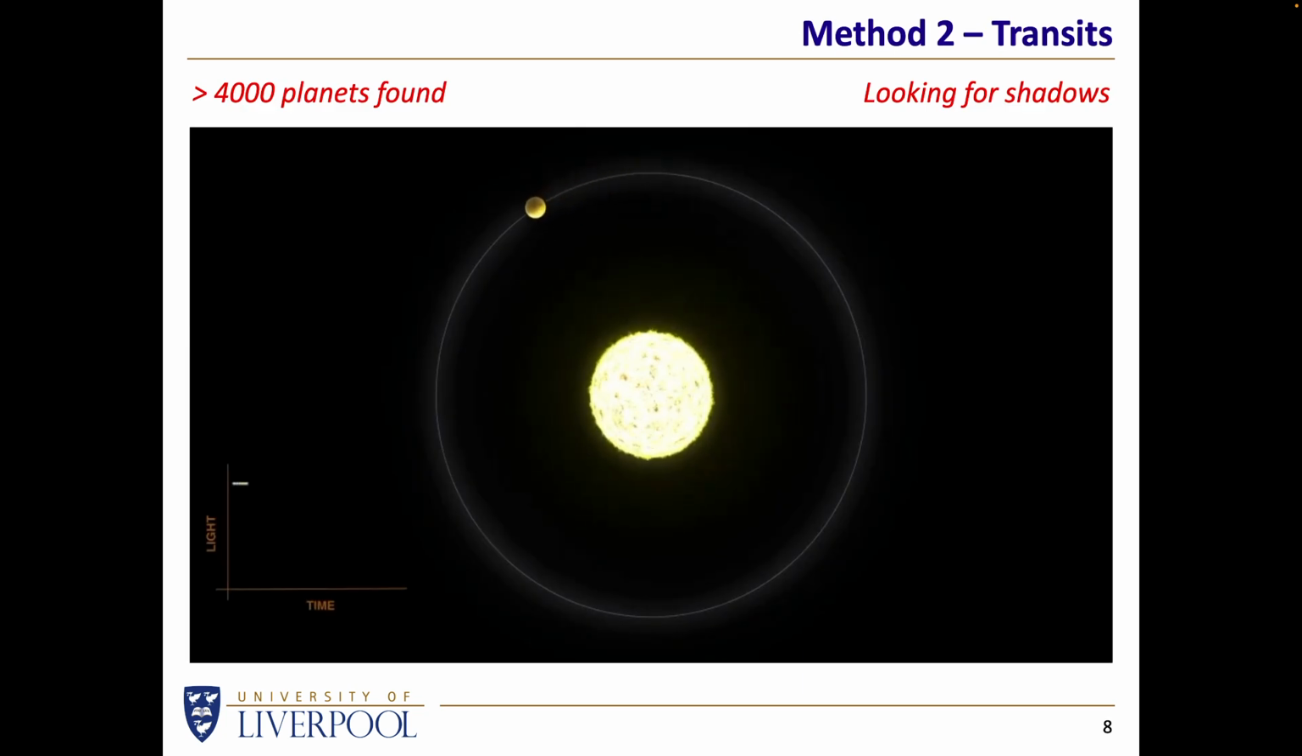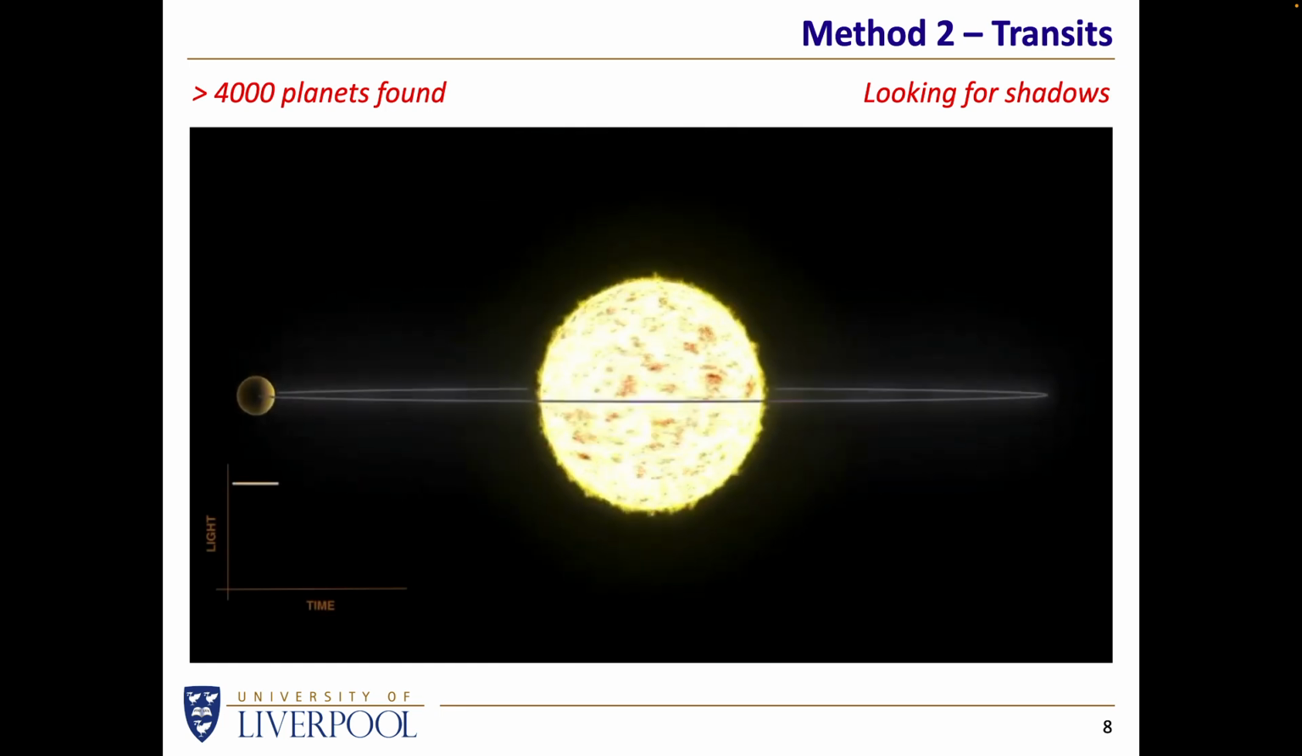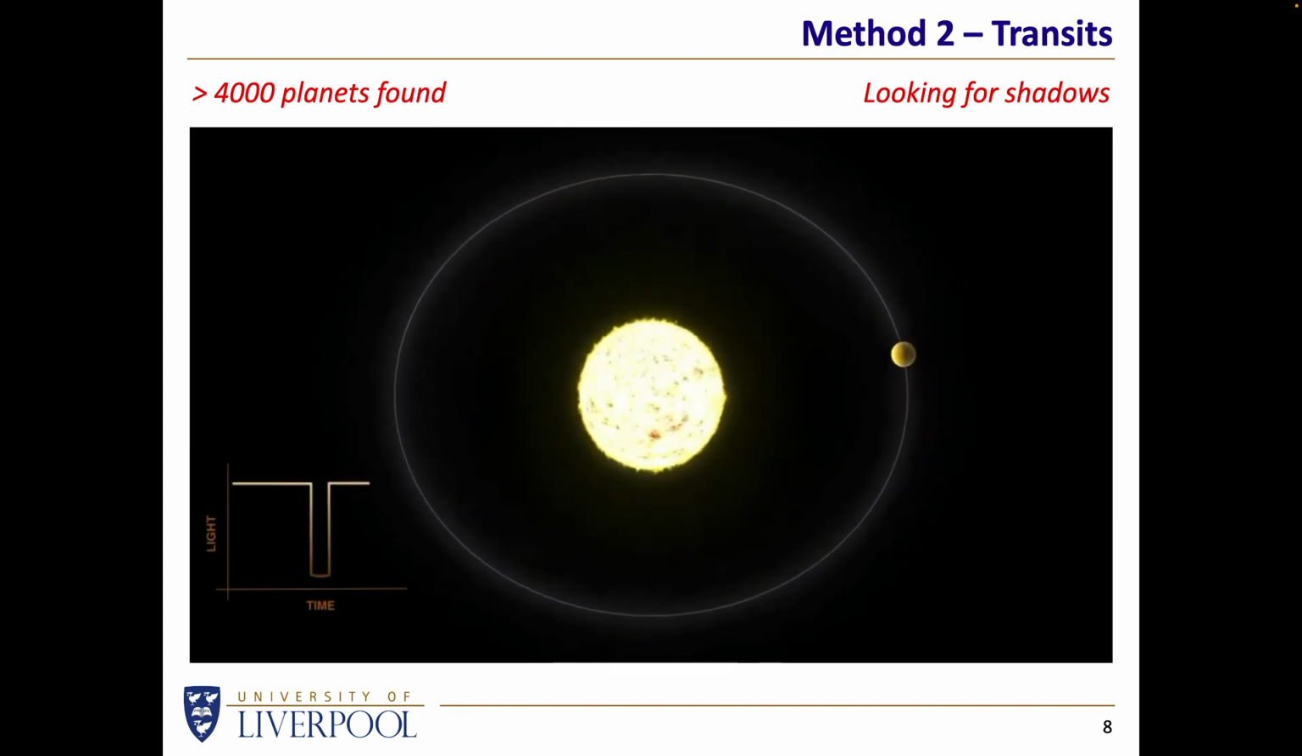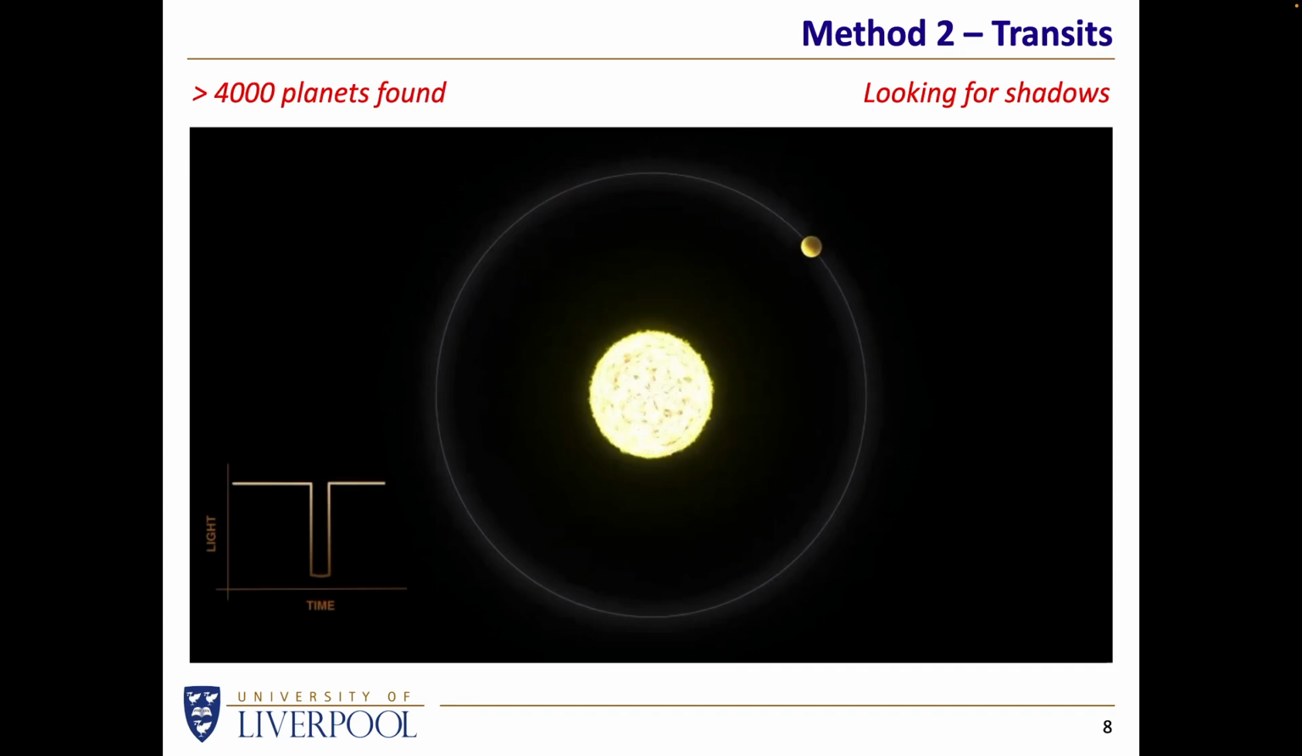Method number 2, looking at transits, is sensitive not to the mass of the planet, but to the size. As the planet moves in front of the star, if we're lucky enough to be aligned in the right direction, the amount of light from the star goes down. There's a dip in the amount of light coming from the star. Doesn't work if we're face on like that, but as long as we see it edge on, we'll see a dip. And the amount of light that's blocked depends on the size of the planet. It's not its mass, it's only the size that matters.